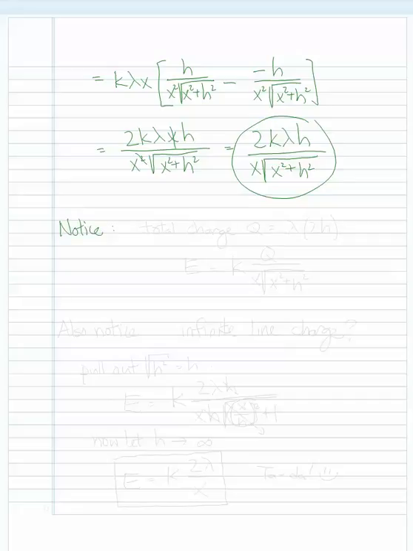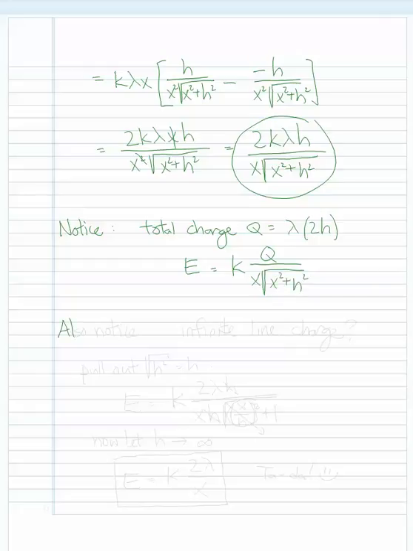Now, a couple things you might want to notice. Let's say, for example, and as was done in the book, you were given instead the total charge, Q. That's the same thing as lambda times the whole length of the rod, which is 2h. So I could also write the electric field as k Q all over x square root of x squared plus h squared.